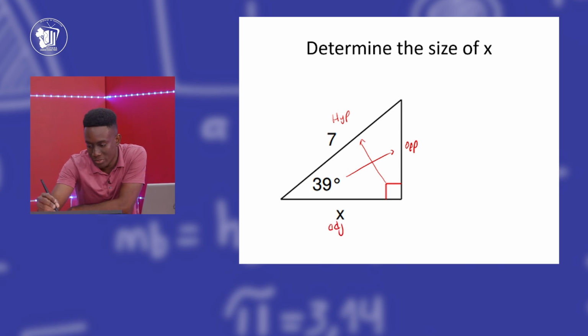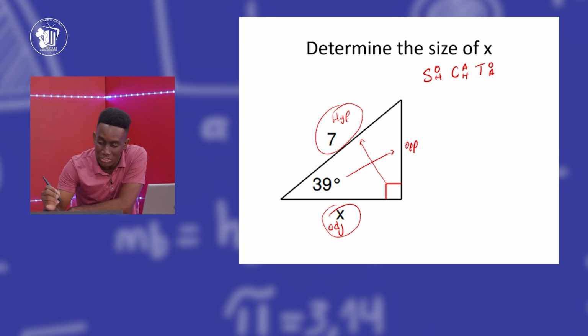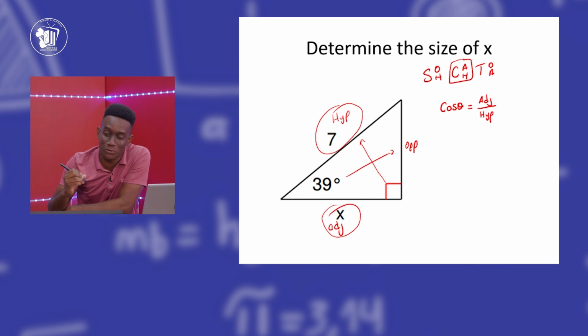So let's put down our ratios again. Some old horses can always hear their owners approach. We see we are given the hypotenuse and we want to find the adjacent. Which one of the ratios has those two combinations? Hypotenuse and adjacent. We see cos has that. So we can say cos theta is equal to the adjacent side over the hypotenuse.